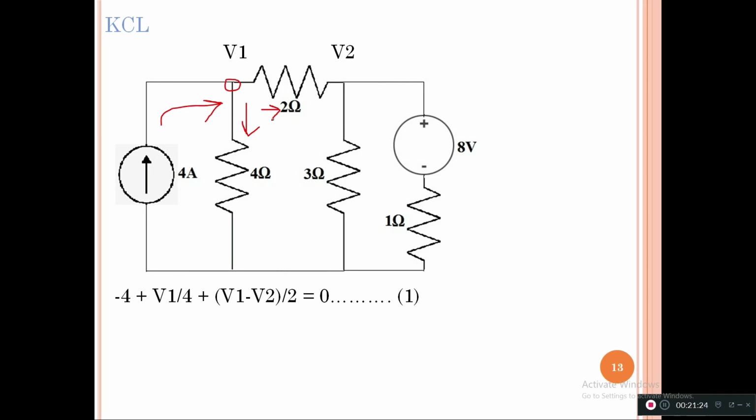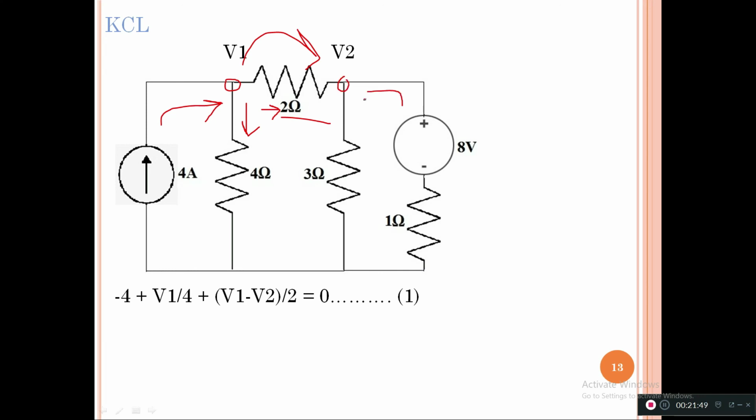Now come to the 2 ohm resistance. This current which is flowing in the middle resistance has to be V1 minus V2, because we want to find out the potential difference. So it has to be V1 minus V2 upon 2 equals to 0, and this is how I can form the equation number 1. Similarly, if I come to the second node V2, again the three components are connected.